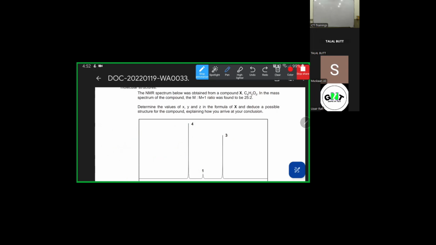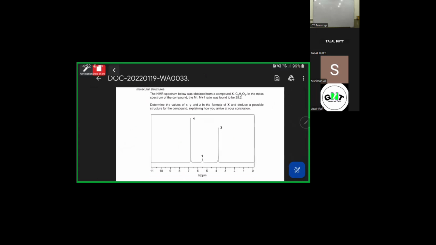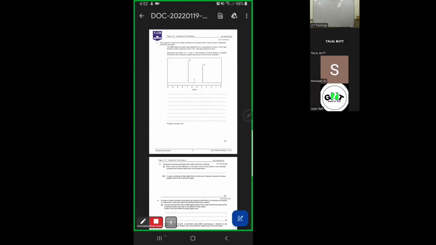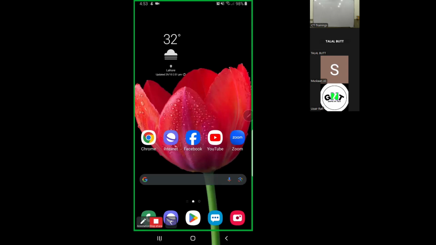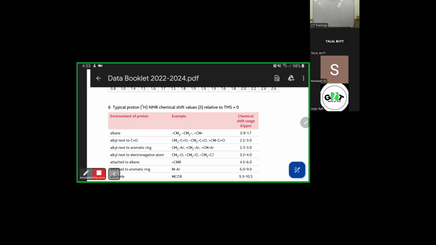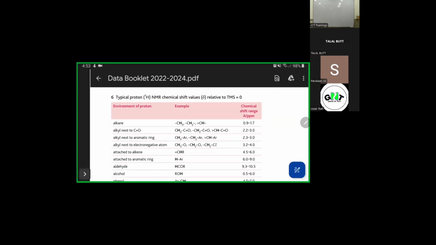Okay, now we are going to solve the same question by taking the values from the data booklet. Let me open the data booklet for you, and then we will solve this one as well. Okay, guys, I'm going to share the data booklet in front of you, and then we will see the values. In the data booklet, you should open up the hydrogen NMR. So this is the proton NMR or hydrogen NMR chemical shift values.